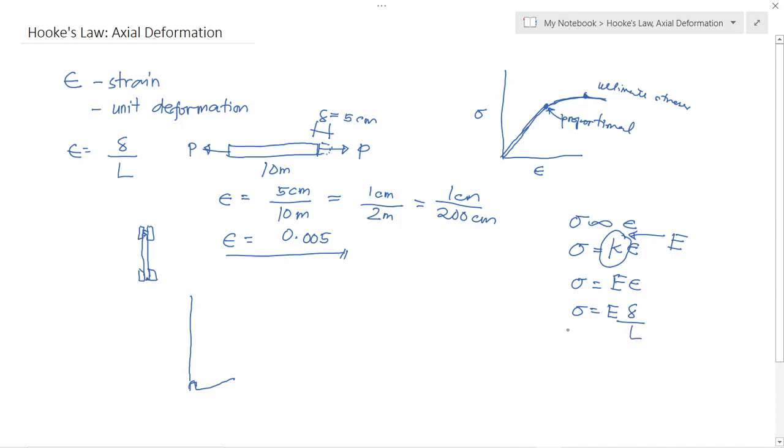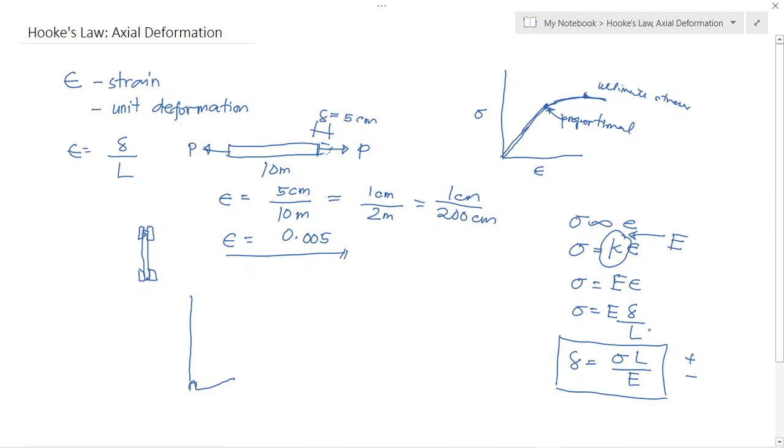Kasi diniderive natin ngayon class yung equation ng total deformation. So, that is equivalent to sigma L divided by E. Sigma is the stress hanggang dun sa upper limit, L is the original length, E is the modulus of elasticity. So, we can use this equation to determine the total elongation or contraction, yung shortening or lengthening. That is the total deformation. Positive sign kapag tensile, negative kapag compression.